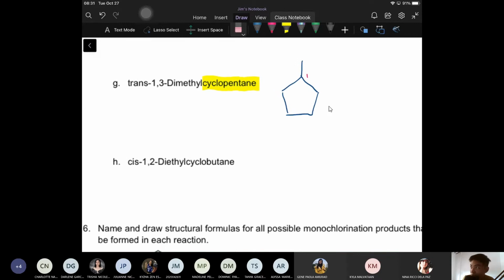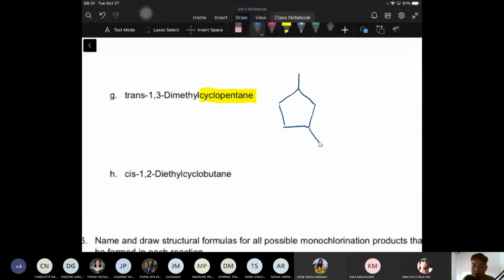Pwede rin dito ka maglagay ng isa pang methyl. Okay? I just want it to be placed here. So gusto ko nandun eh. Pwede rin dito ha. Okay? So 1,3 pa rin yan. However, sabi dito, sila ay naka-trans. So that means one of them is pointing upwards, the other is pointing downwards.